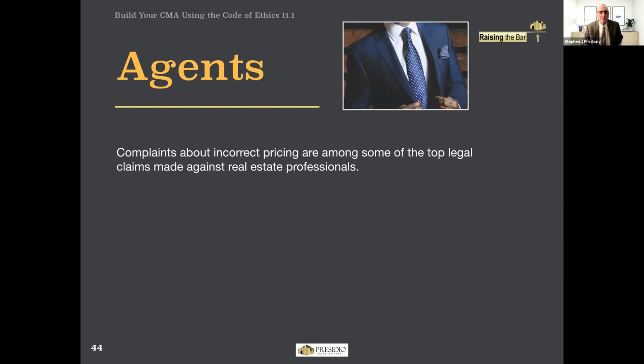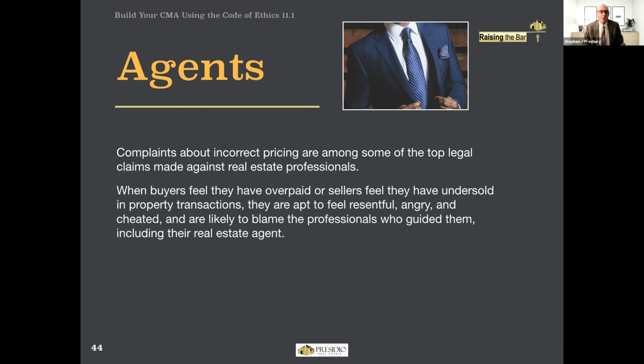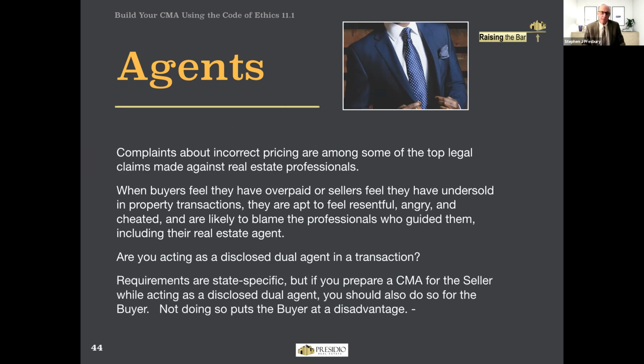Another thing about the agents, complaints about incorrect pricing are among some of the top legal claims made against real estate professionals. Has anybody had any experience of that at all? It is one of the top areas of complaints that get sent in. When buyers feel that they have overpaid or sellers feel that they have undersold in property transactions, they're more apt to feel resentful, angry, and cheated, and are likely to blame the professionals who guided them, including, unfortunately, we as real estate agents. Are you acting as a disclosed agent in a transaction? Consider that question as well.